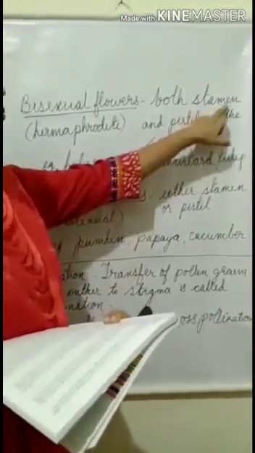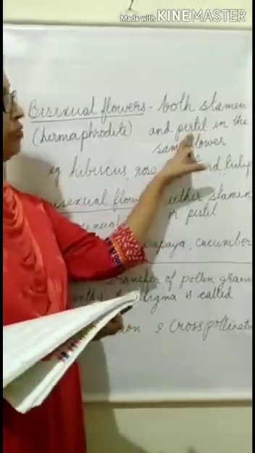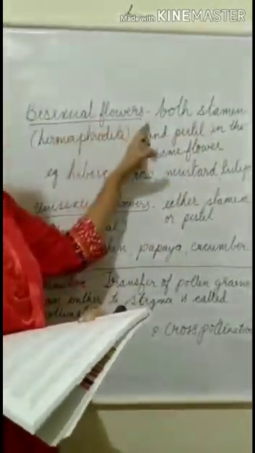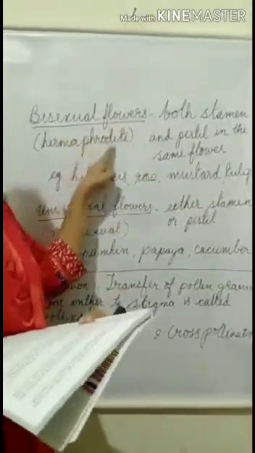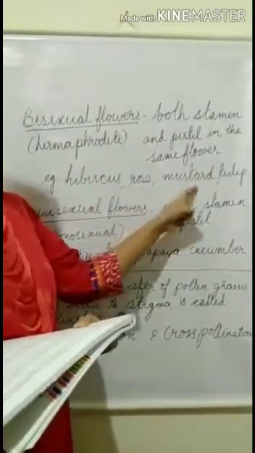Male reproductive part is stamen and female reproductive part is pistil. If a flower contains both stamen and pistil, then it is called a bisexual flower, or hermaphrodite. Examples are hibiscus, rose, mustard, tulip.